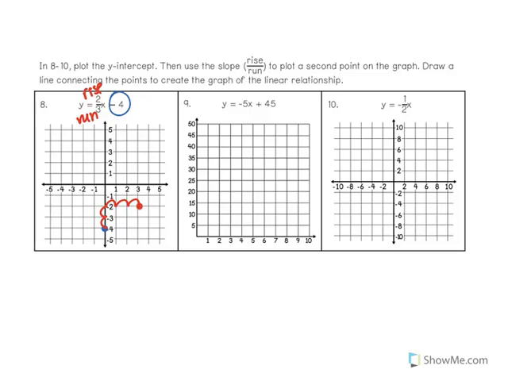And I'm going to go ahead and do it one more time. Rise up 2, run over 3, 1, 2, and we go off the graph right here, which is okay. And then we would connect those points.